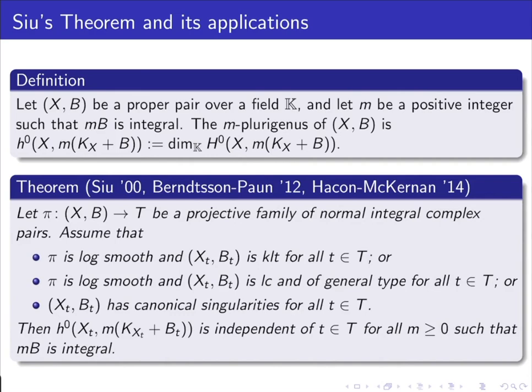So the starting point for us is this theorem, first proved by Siu in the case of smooth families, and then generalized by Berndtsson, Păun, and Hacon-McKernan to more general families of pairs, which states the following. If you have a projective family of normal integral complex pairs, such that the family is nice enough, meaning either it's log smooth with klt fibers, or log smooth with lc general type fibers, or canonical fibers with canonical singularities, then these plurigenera are actually independent of the fiber for every m. So they are deformation invariant. This is a nice result because it's telling you that these pluricanonical linear systems behave very well in families. They deform.